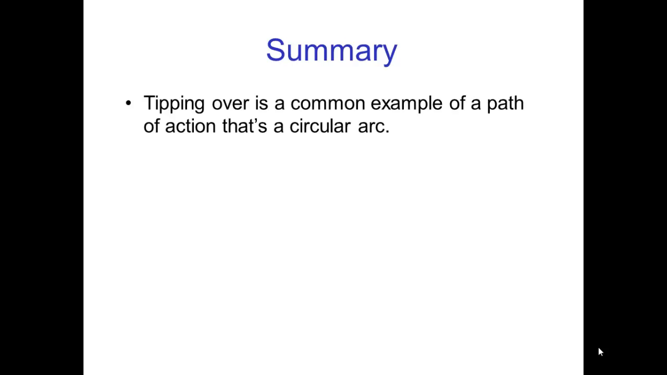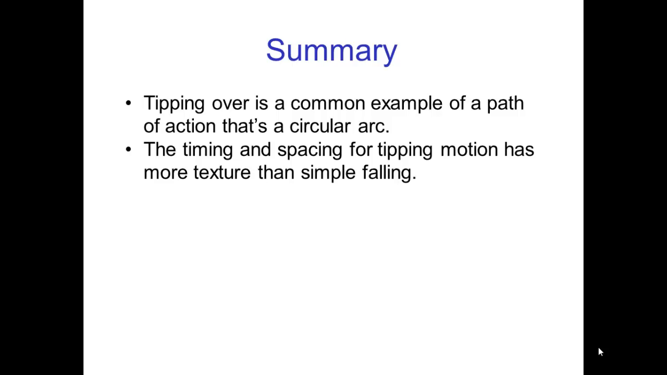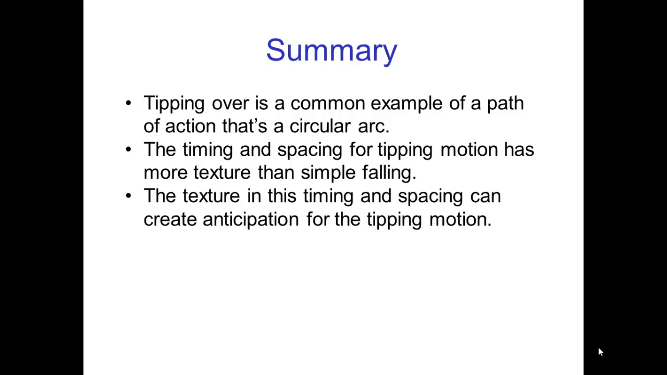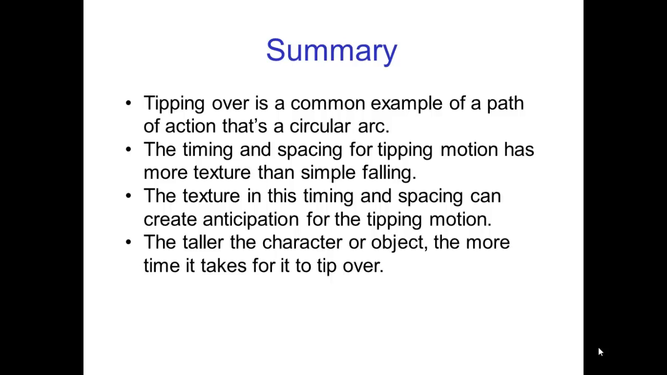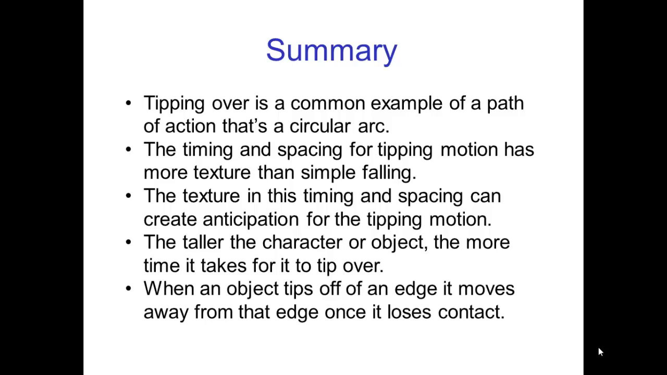So, in summary, tipping over is a common example of a path of action that's a circular arc. The timing and spacing for tipping motion has more texture than simple falling motion. The texture in this timing and spacing can create anticipation for the tipping motion. The taller the character or object, the more time it takes to tip over. When an object tips off of an edge, it moves away from that edge once it loses contact.